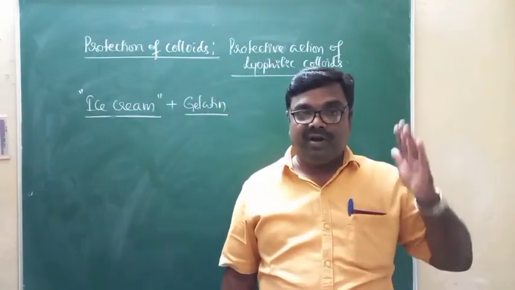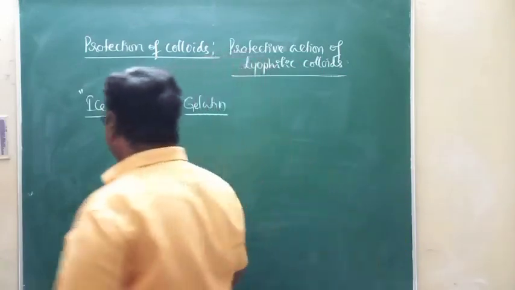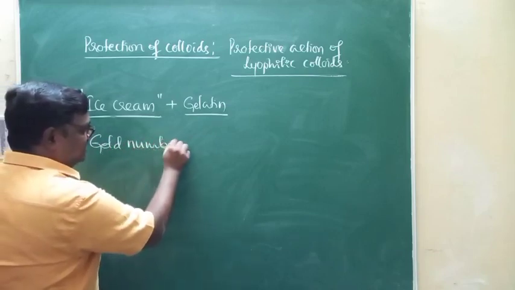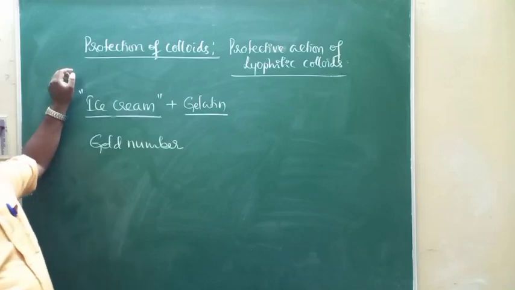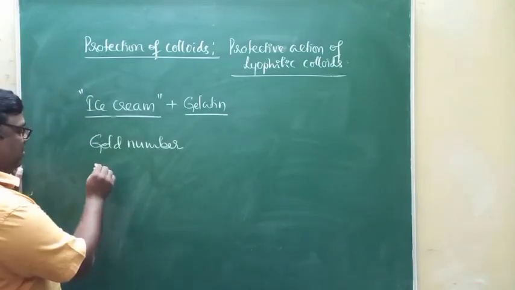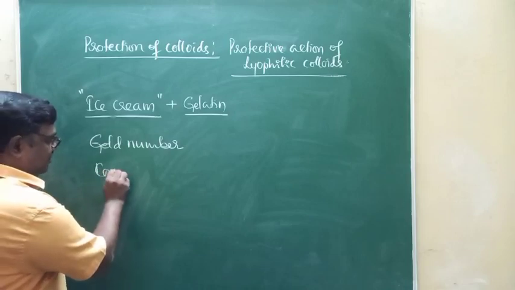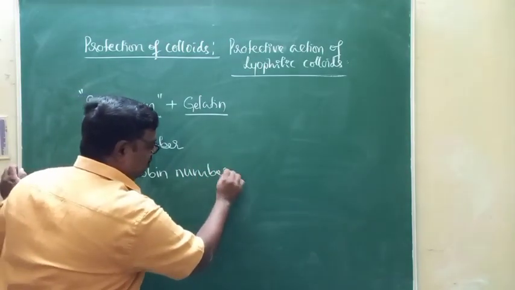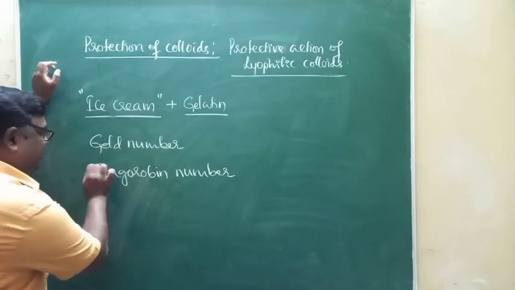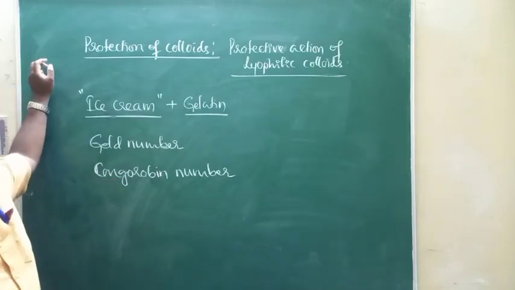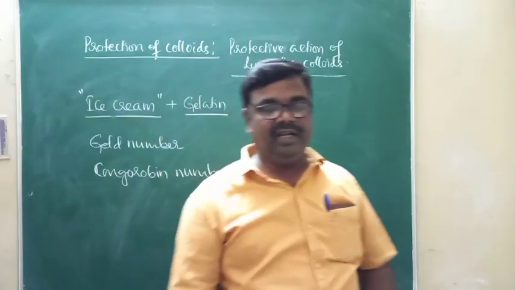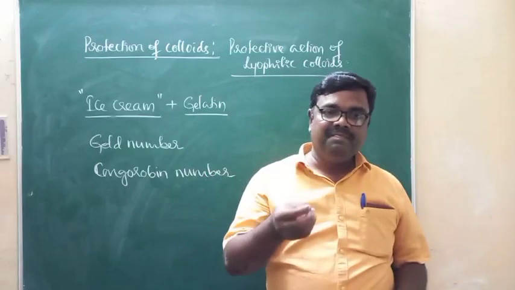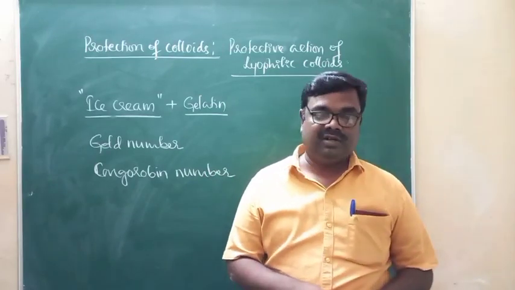In order to compare the protective action of lyophilic colloids, I can make use of some physical quantities like gold number. This is one physical quantity that I can use to compare the protective action of lyophilic colloids. Apart from that, I can make use of Congo-Rubin number in order to compare the protective action of lyophilic colloids. So this is what we call the protective action of colloids, or protection of lyophobic colloids from coagulation by adding lyophilic colloids.